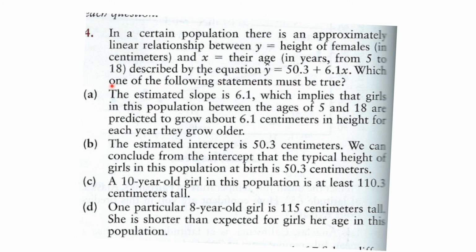All right, so let's look at A. It says that the estimated slope is 6.1. That's true. 6.1 is the slope. 50.3 is the y-intercept. And this implies that girls in this population between the ages of 5 and 18 are predicted to grow about 6.1 centimeters in height for each year they grow older. That is correct. Answer choice A is the correct answer. There's going to be something wrong with each one of these other answer choices, but A is correct.